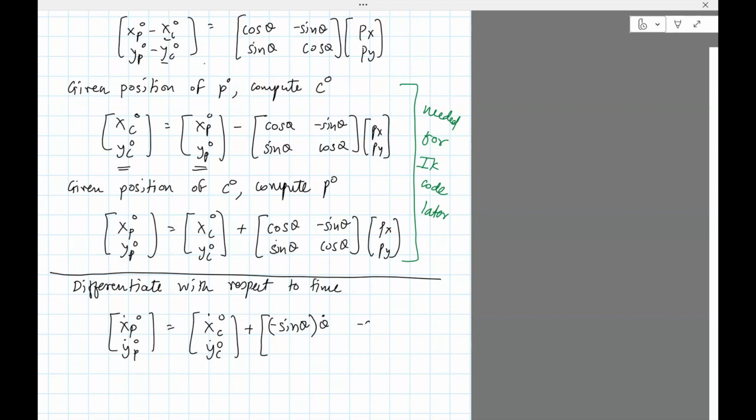Then derivative of sine theta, which is cosine theta. Then you take the derivative of theta because by chain rule. And then I can keep doing that. So sine is cosine theta, theta dot, and cosine is minus sine theta, theta dot. And remember, px, py is a constant, so I don't need to do anything with that. Just keep it as it is.